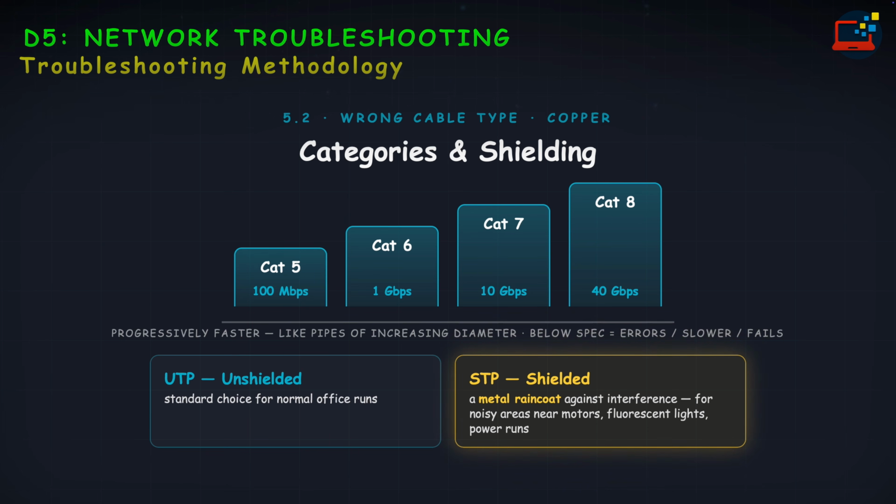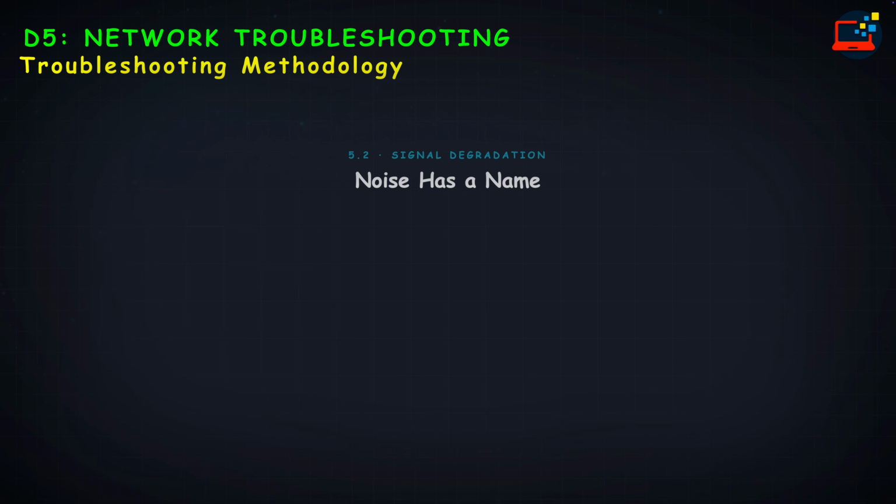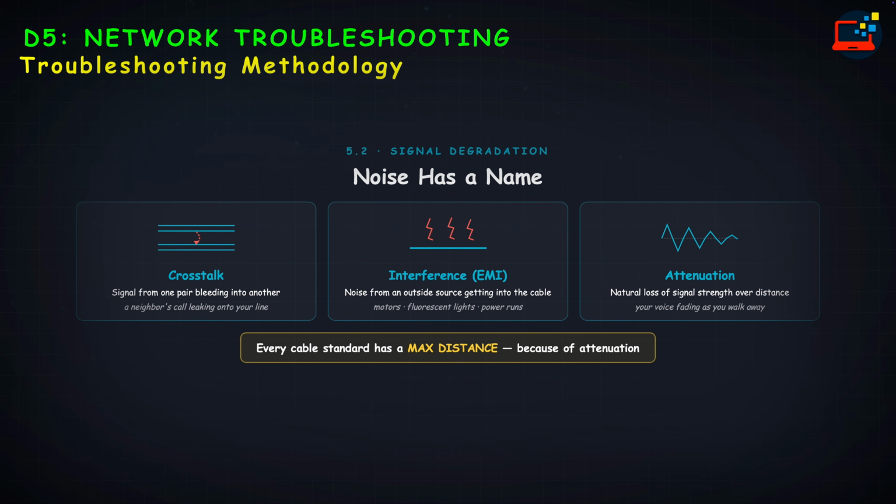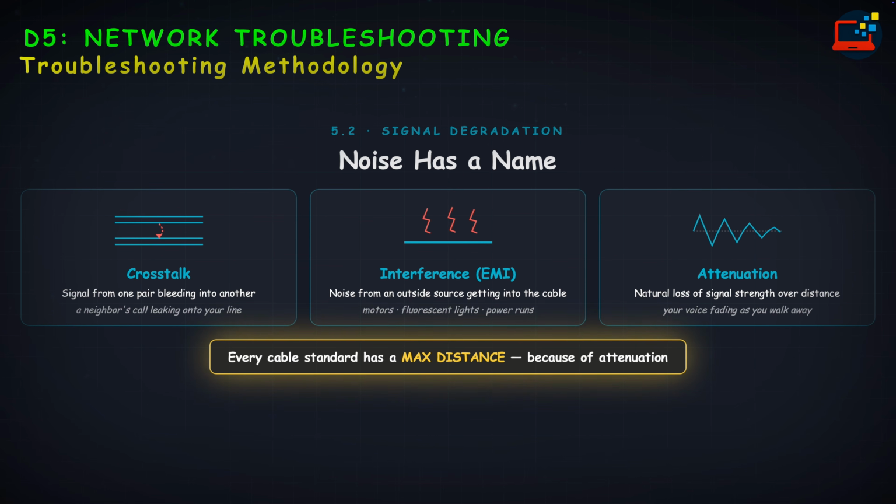There's also the choice between UTP, unshielded twisted pair, and STP, shielded twisted pair. Shielded cable wears a metal raincoat that keeps electrical interference out, so it belongs in electrically noisy areas near motors, fluorescent lights, and power runs. Use unshielded cable in that environment, and the noise gets in. That noise has a name, and the exam tests several forms of signal degradation.